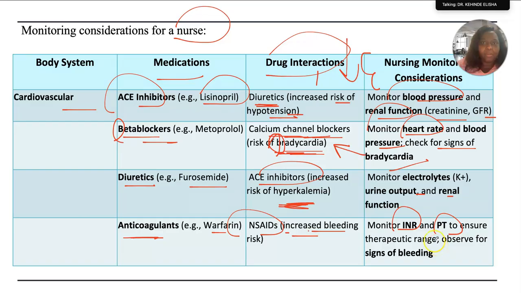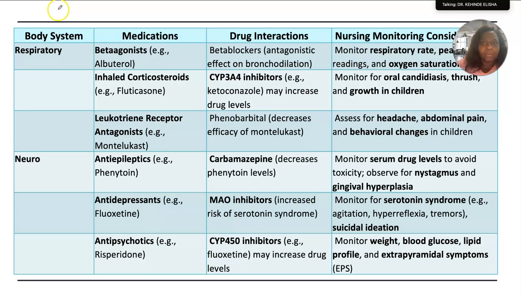So in short, whenever you know what interaction you're going to get, whenever you know the side effect you're going to get, automatically you know what to look out for. What about the respiratory system? Let's talk about beta agonists, inhaled corticosteroids, and leukotriene receptor antagonists. Beta agonists, for example, albuterol: when we combine them with beta blockers, we're going to see an antagonistic effect on bronchodilation. So we have to monitor for what? Respiratory rates, peak flow readings, or oxygen saturation.